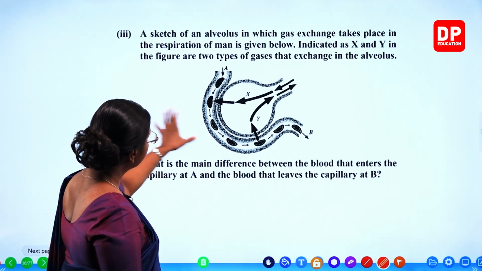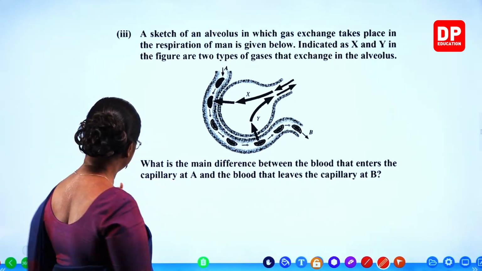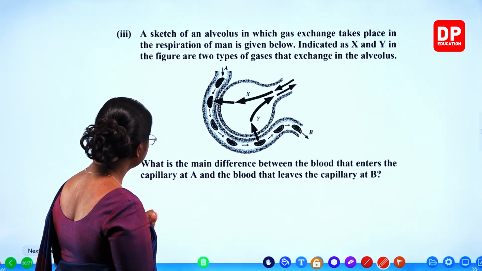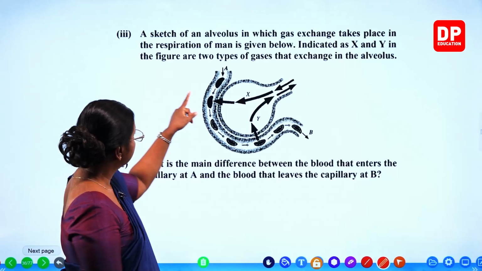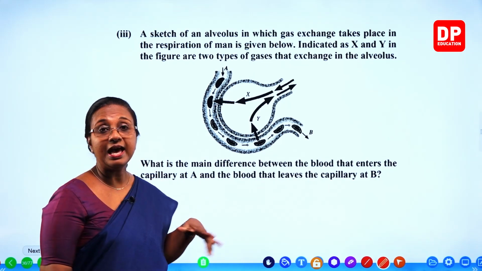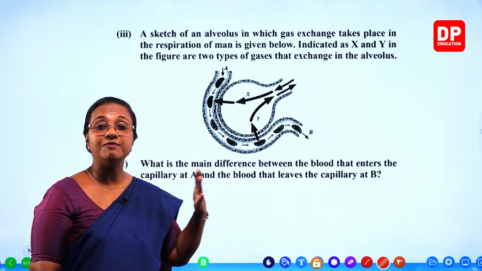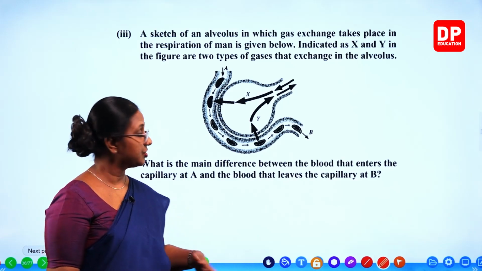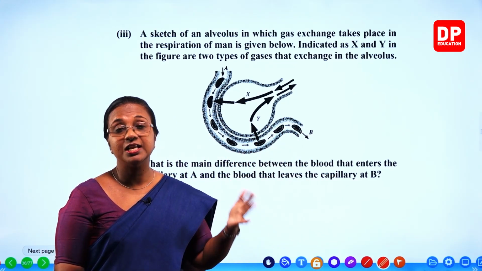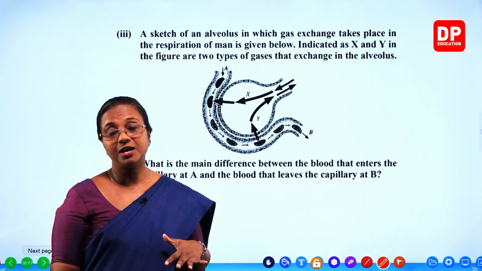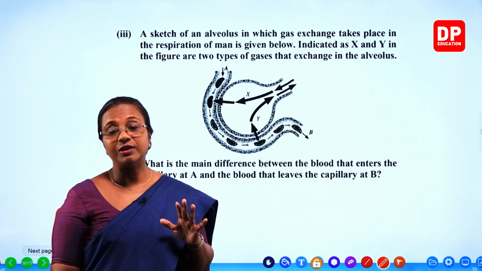Part 3, again the diagram and the introduction is given to you. Part C of that, what is the main difference between the blood that enters the capillary at A and the blood that leaves the capillary at B? Already I explained that to you all. The blood that enters A has high carbon dioxide, very little oxygen. Whereas what leaves B will have a high amount of oxygen and a small amount of carbon dioxide. So that is what you need to write.